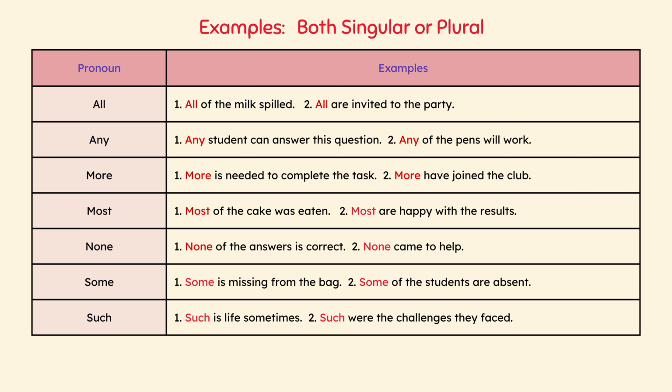Any student can answer this question. Any of the pens will work. Any is singular when talking about one person or thing in general, and plural when referring to multiple items.